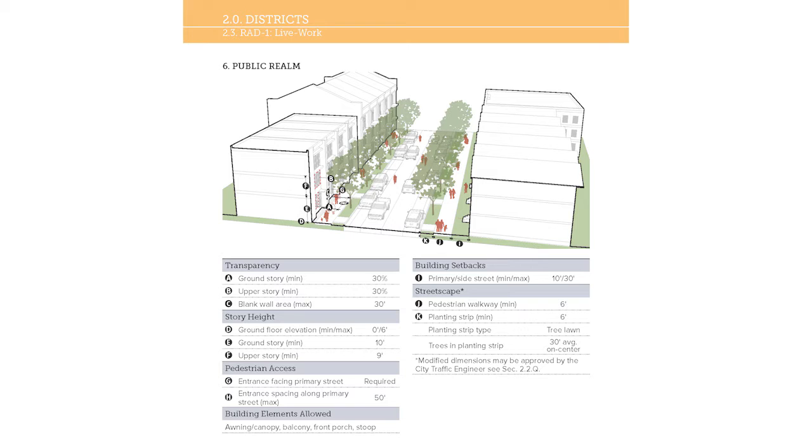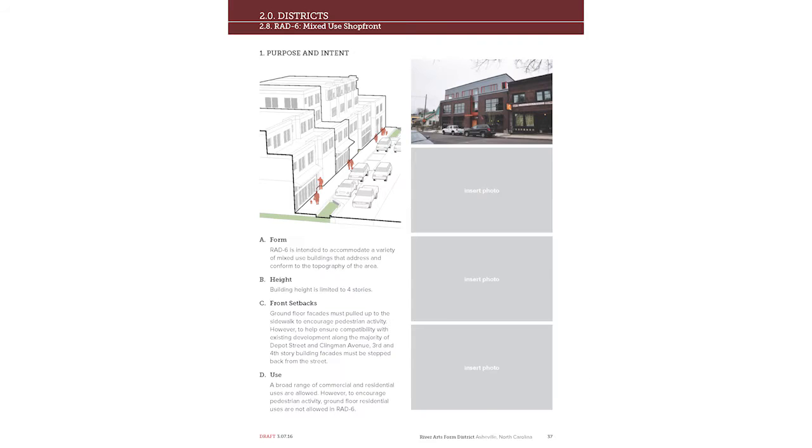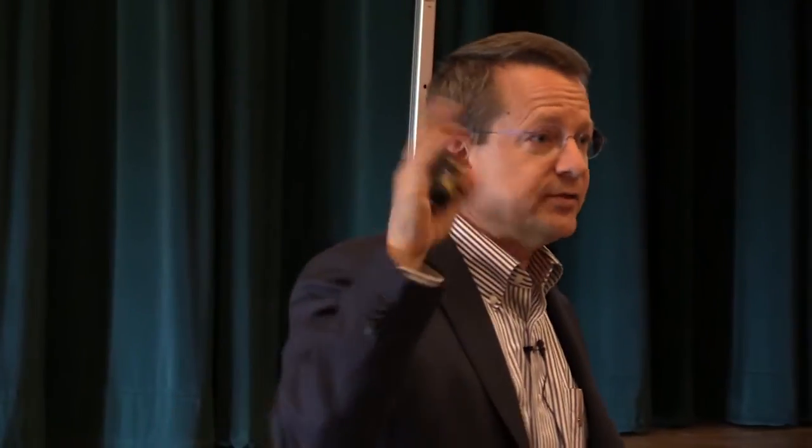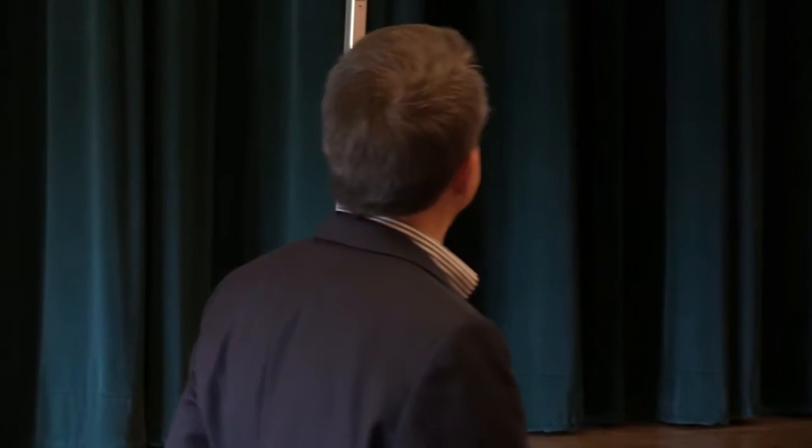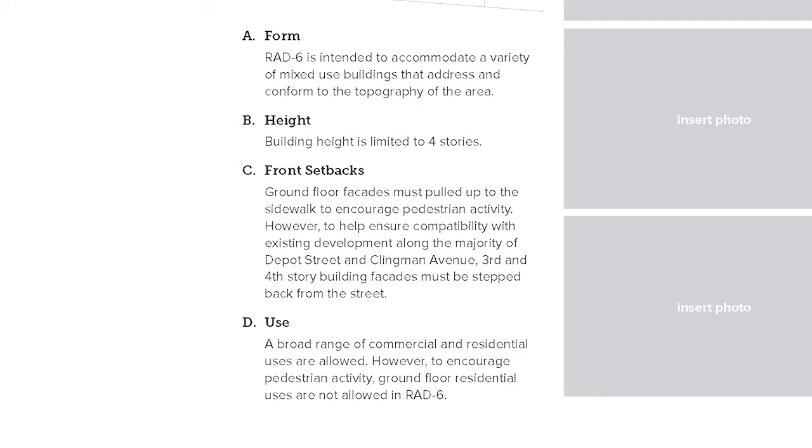So I'm going to skip ahead to the shopfront example because I think it's one of the easiest to understand. And so here is the example of mixed-use shopfront. So think of any mixed-use building that you know of, residential or office above, studio spaces, gallery spaces, et cetera, above, and retail on the ground floor. So here's the description of the form.